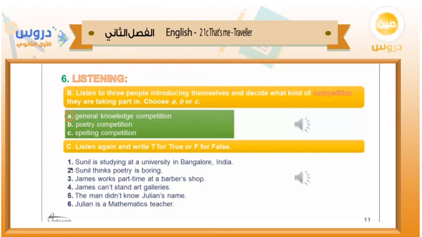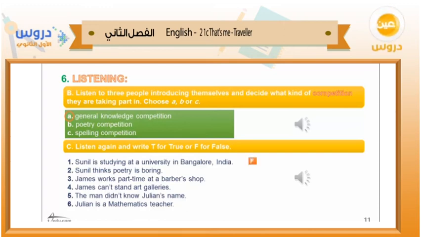Number 1. Sunil is studying at university in Bangalore, India. Number 2. Sunil thinks poetry is boring. Number 3. James works part-time at a barber's shop. 4. James cannot stand art galleries. 5. The man did not know Julian's name. Number 6. Julian is a mathematics teacher. Now let's check your answer, please.